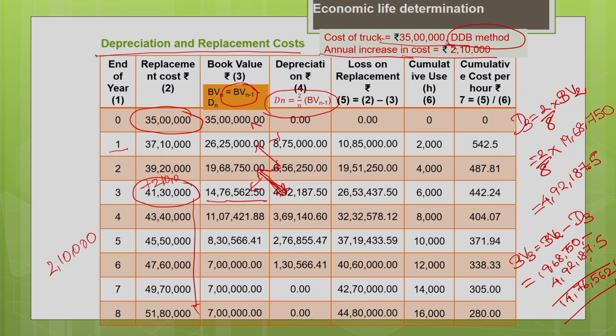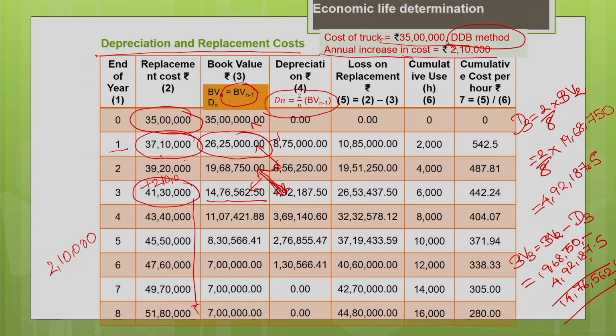Now, let us see what is the loss associated with the replacement. As I told you, due to inflation, there is an increase in cost every year. At the end of the first year, there is an increase in cost of 2,10,000. Now, your new cost is 37,10,000. There is an increase in cost, so there is a loss. Similarly, there is a decrease in the value of your machine due to depreciation with time. At the end of the first year, the book value is 26,25,000. That means from 35 lakh, it has gone down to 26,25,000. Similarly, the initial price has increased from 35 lakh to 37,10,000.